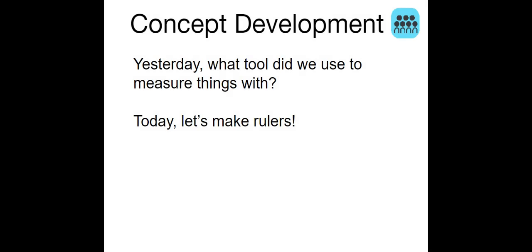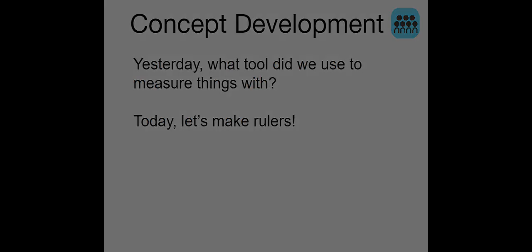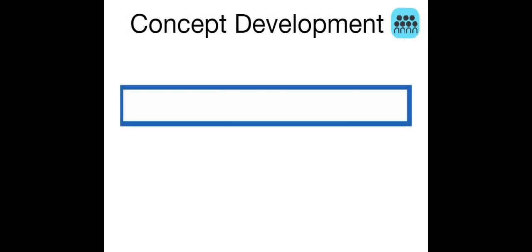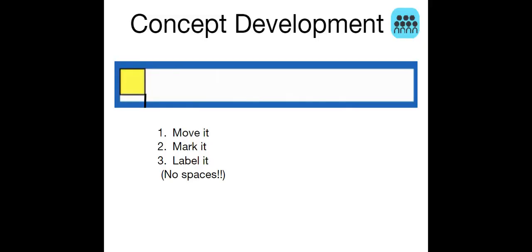All right, here we go. So last time, or yesterday, what tool did we use to measure things with? We measured with an inch tile. So today we'll make a ruler using our inch tiles. So take your 12-inch sheet of paper, and you're going to take your tile and do the move it, mark it, label it. Make sure there's no spaces in between each mark that you make on your strip of paper.